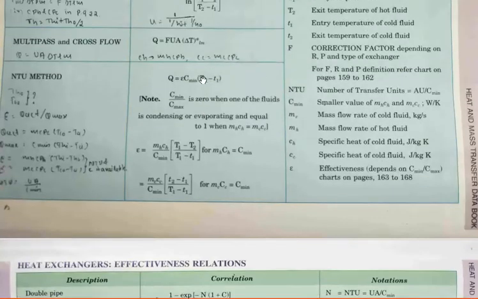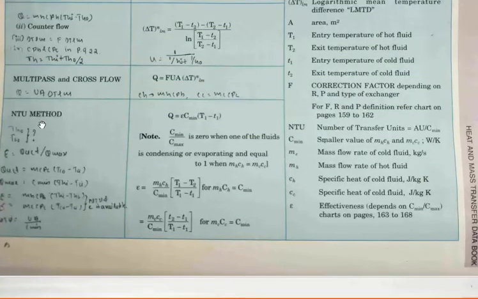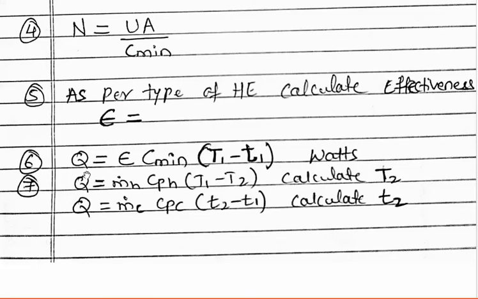I will show you here. For the NTU method, q is equal to effectiveness multiplied by C minimum into bracket T1 minus t1. This is the expression that you have to make use of in order to calculate the rate of heat transfer, that is q, through the heat exchanger. Once you get the value of q, later on you can implement this value, that is the heat lost by the hot fluid, which is equal to the heat gained by the cold fluid.